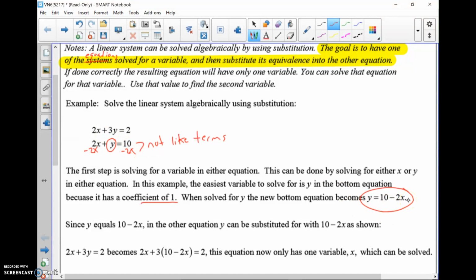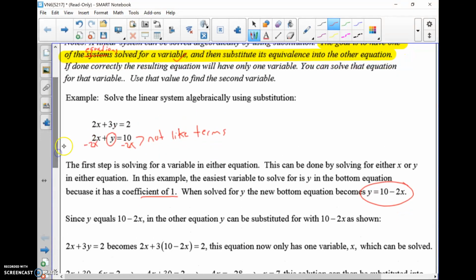Now, if we were concerned about mx plus b form, then maybe we'd put the negative 2x first, but that doesn't matter right now. We're not trying to write them in standard form. We're trying to get a variable alone so I can do substitution. So the first step is get something alone, x or y in either equation, and we successfully do that. So the goal is to have one of the equations solved for a variable. Check, we did that. And then substitute its equivalence into the other.